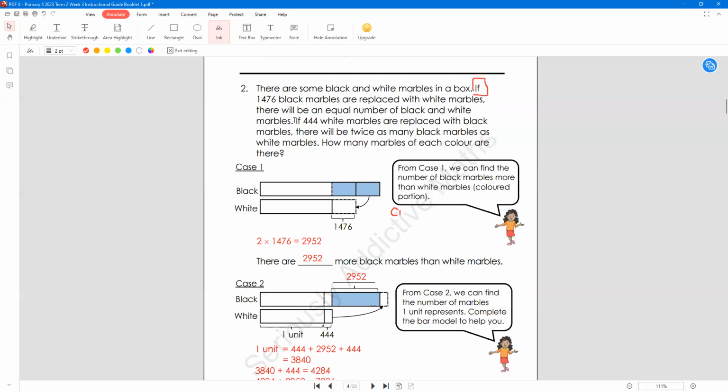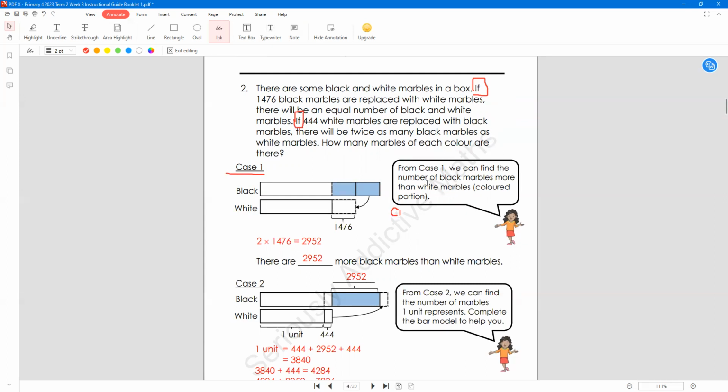If they see conditional questions, it means there are 2 cases to compare, 2 cases to make reference to. So when they see the "if" here, "if" means it may not really happen. So let's start with the first "if", which we call case 1. So write it up for them.